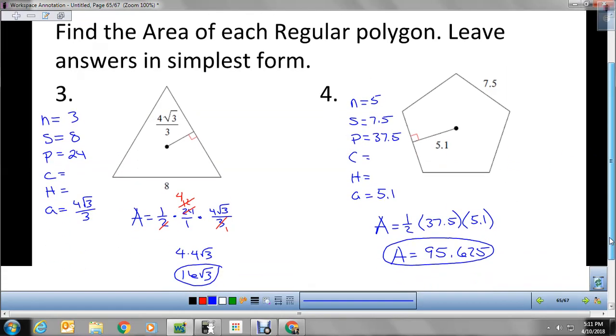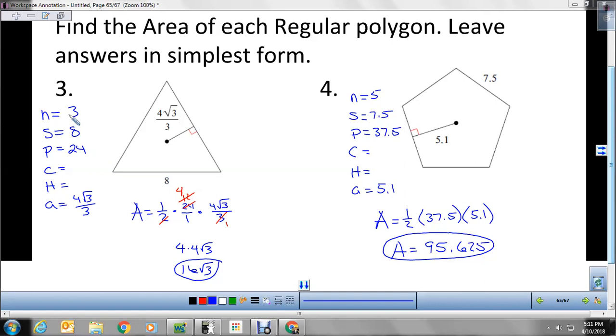Now number 3. We have a triangle, so it's got 3 sides. Side length is 8. They give that to us here. Perimeter gives us 3 times 8 is 24. The apothem is 4 radical 3 over 3. So that's what this line right here is pointing to. So 1/2 times 24 over 1 times 4 radical 3 over 3.